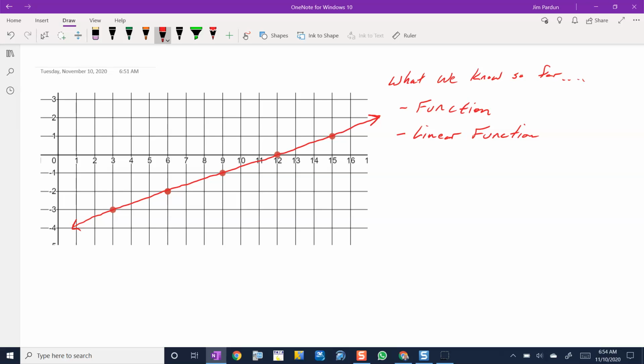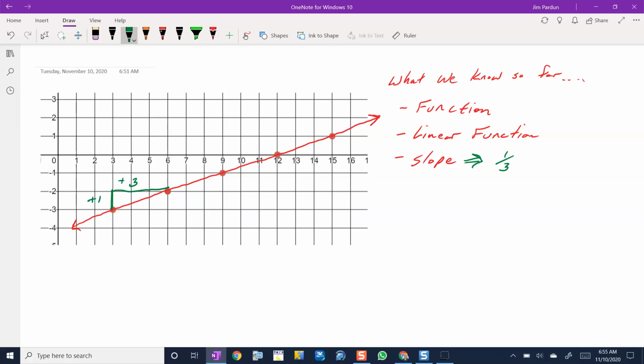Now, we also know about the slope of this line. We've talked at great length about the slope. So I know that if I do a rise over run between one point and another point, my rise here would be +1 and my run would be +3. So the slope of this function is positive 1/3.